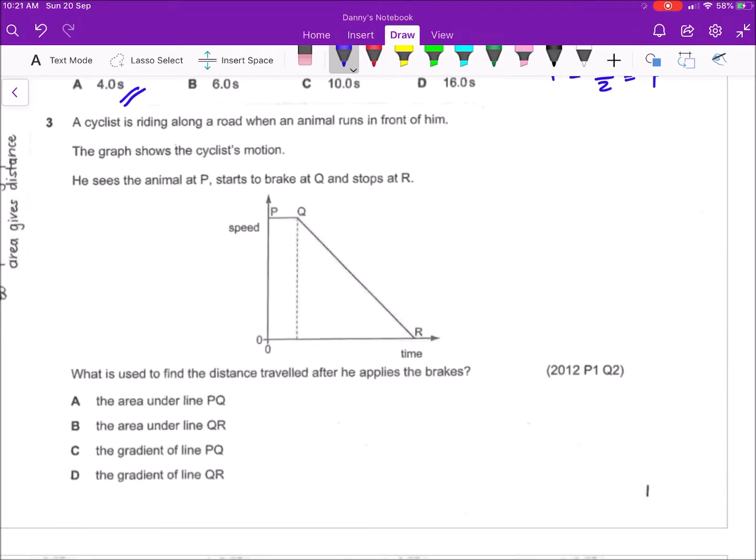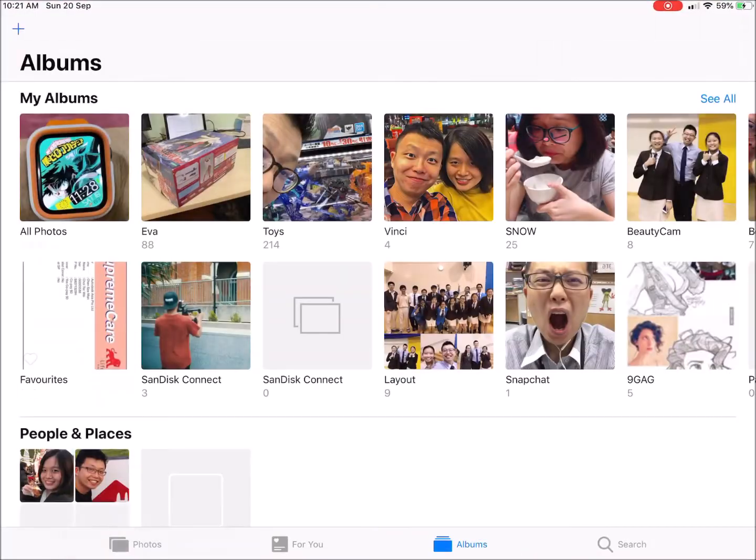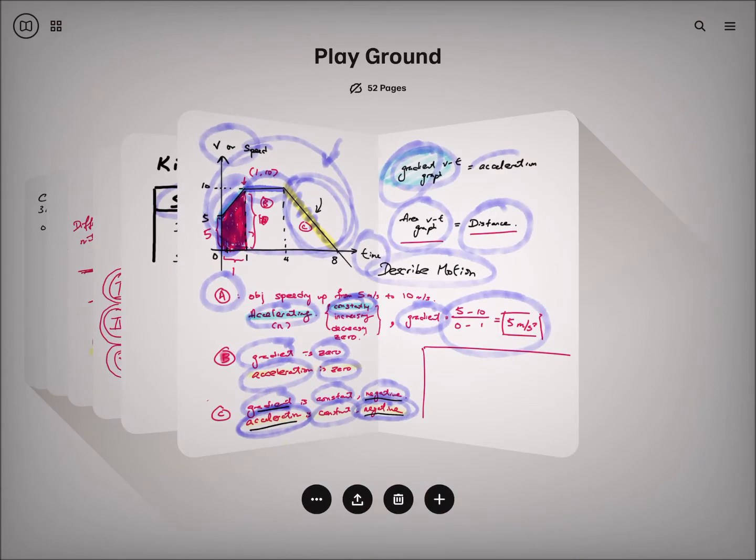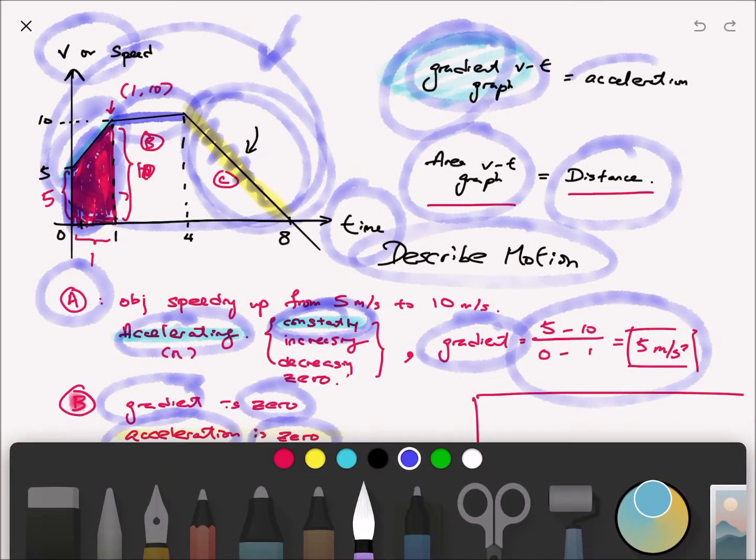Okay, for question 3, this time round is slightly different. You are given the speed time graph. So if you recall, earlier on when we did revision, your speed time graph has several things that you need to remember. Number 1 is that the gradient of your speed time graph is given by acceleration. Then the area of your speed time graph will give you the distance.